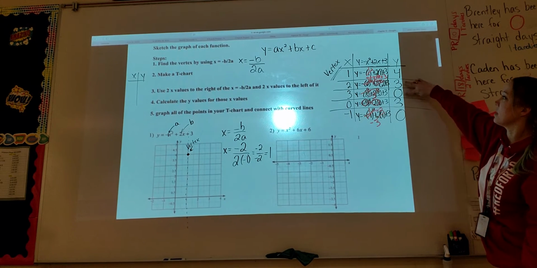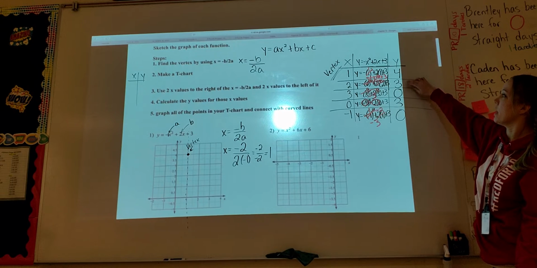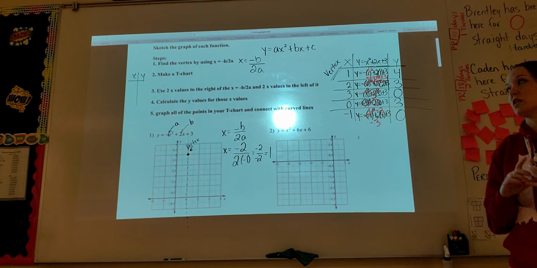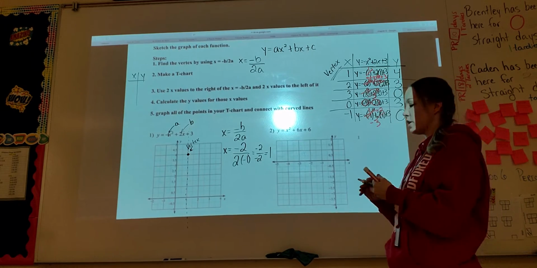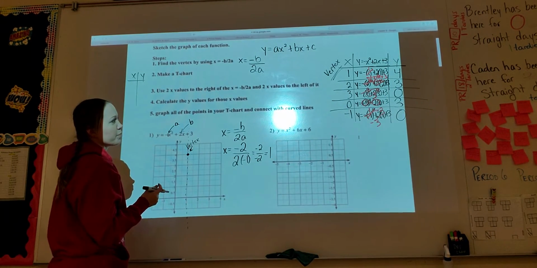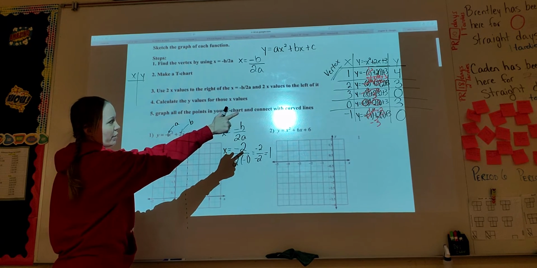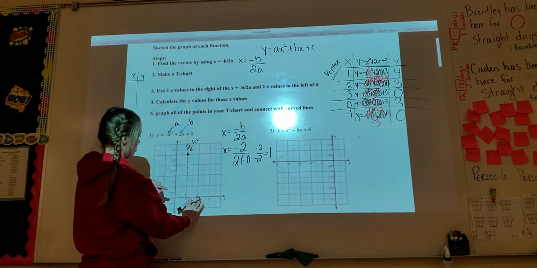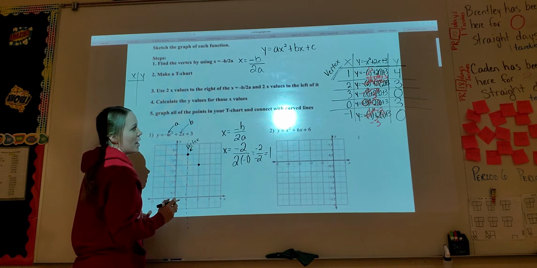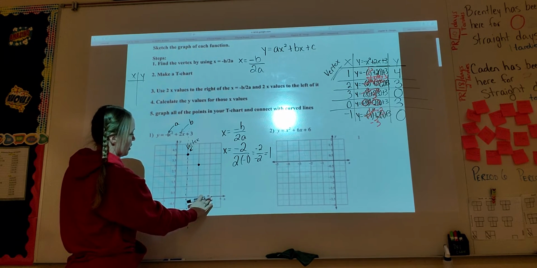Did you notice that these two things, see how the 3's repeated and the 0's repeated? That's because it's going to end up being symmetric over it. So you're going to see what happens here. So I've got the point 2, 3. So 2, 3 is right here. And then 3, 0. 3, 0 is here.